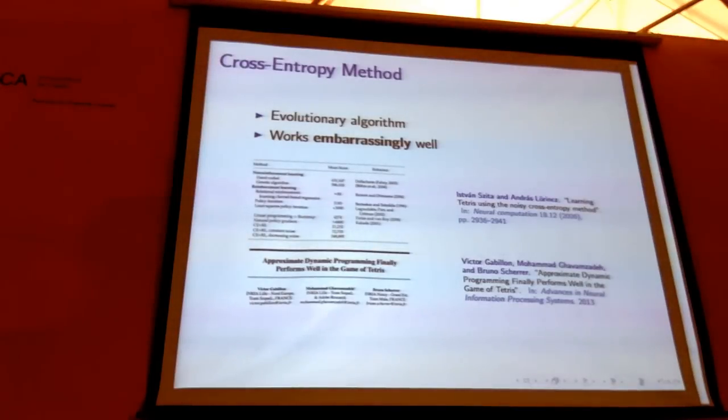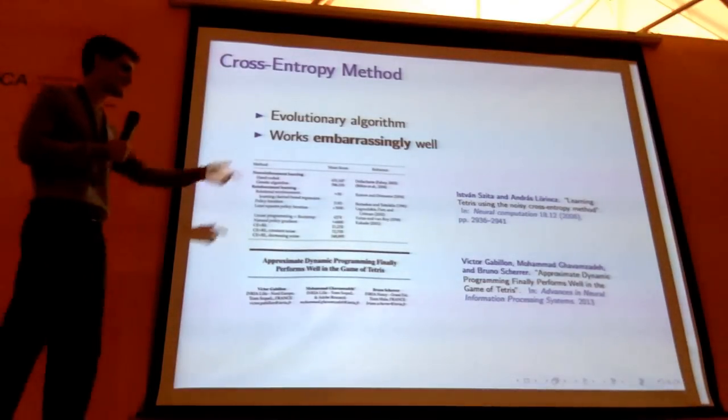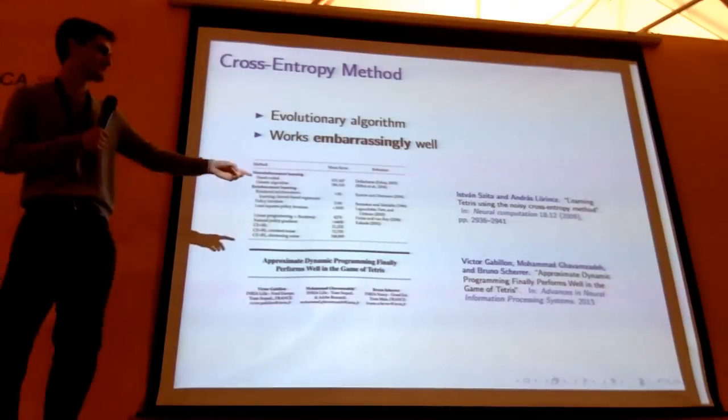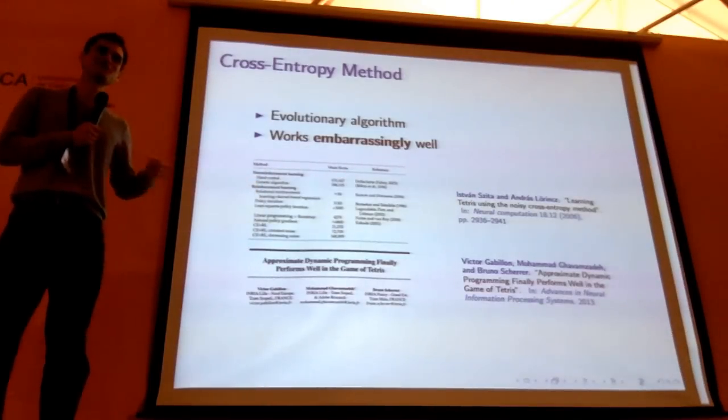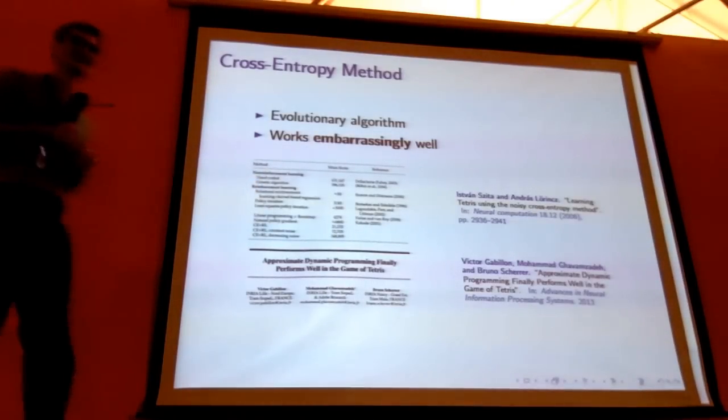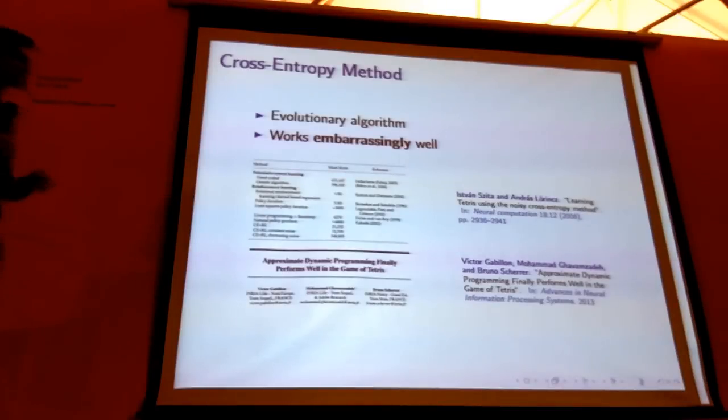Then there's a paper at NIPS a couple years ago that I liked a lot, called Approximate Dynamic Programming Finally Performs Well in the Game of Tetris. They were able to get as high a score using an RL algorithm as you can get with the cross-entropy method. But it's still a little disappointing that with a much more complicated algorithm that uses much more information about the problem, you're still barely catching up to this method.